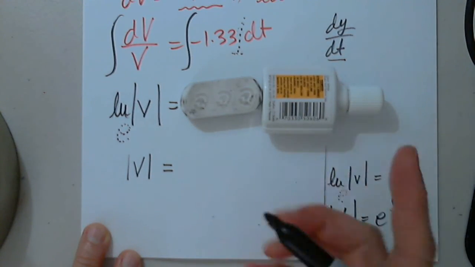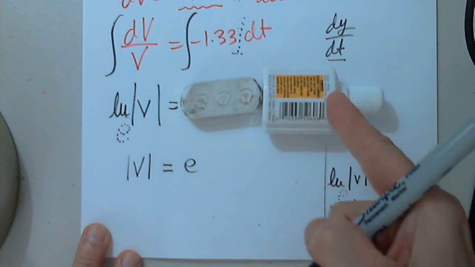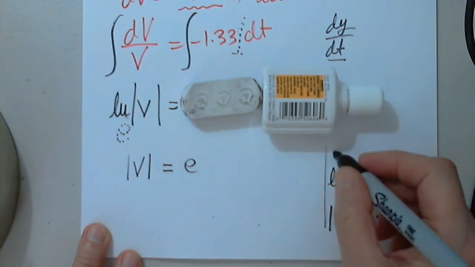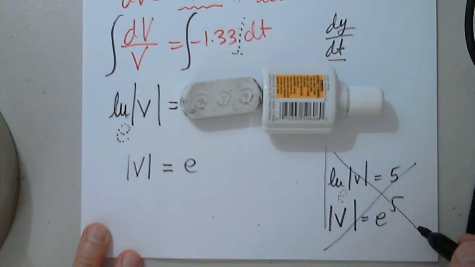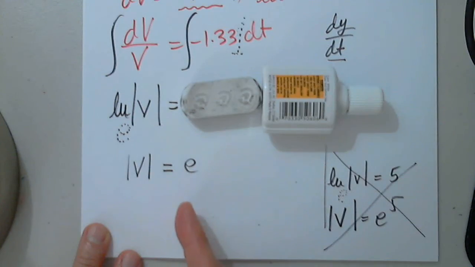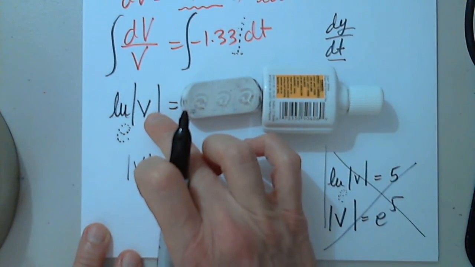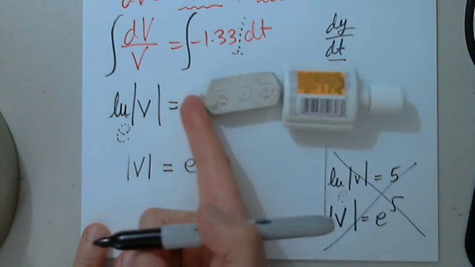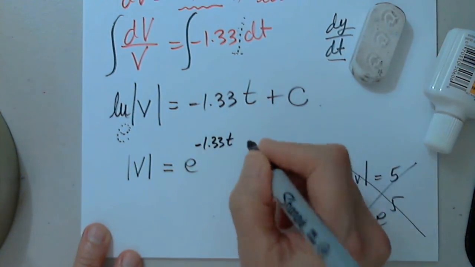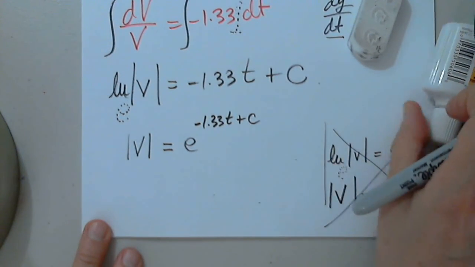Same thing here. Who cares what I have? It's e to all this. And I'm just going to copy it, exactly what I got with the 5. Of course, this is not what I'm interested in, but this was a side example, so we understand where this is coming from. e to whatever equals the absolute value of v. Okay, let's see what whatever it is. No problem. Negative 1.33t plus a constant c. Okay.